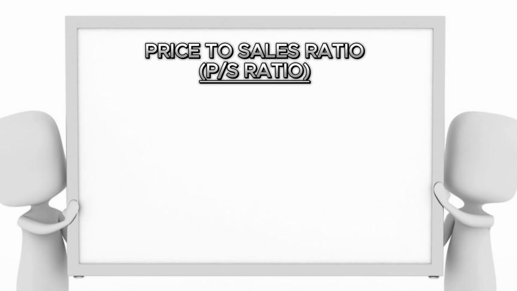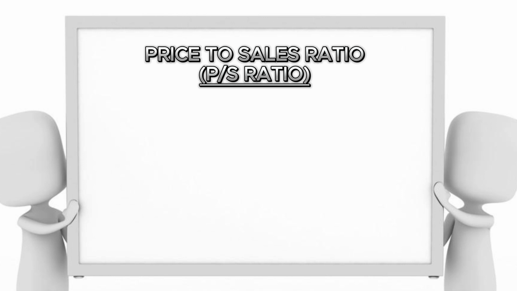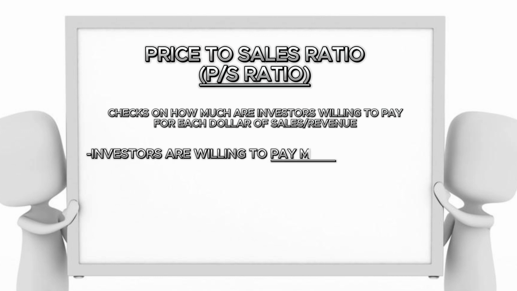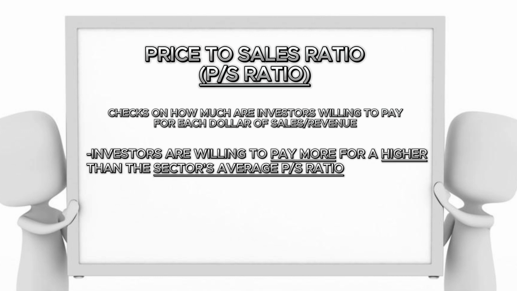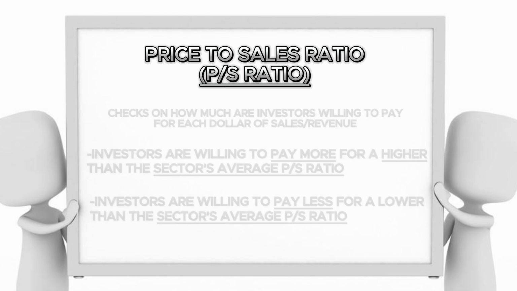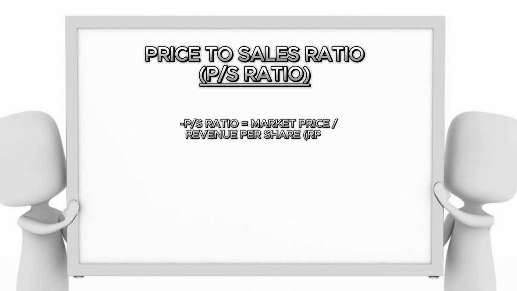Then we have price to sales, the PS ratio. This ratio compares a company's stock price to its revenues, providing insight into how much investors are willing to pay for each dollar of sales. It's the same idea as the PE ratio. A price-to-sales ratio that is higher than the sector average suggests that investors are willing to pay more for the company's revenues, and so on. The calculation is PS ratio equals market price divided by revenue per share.